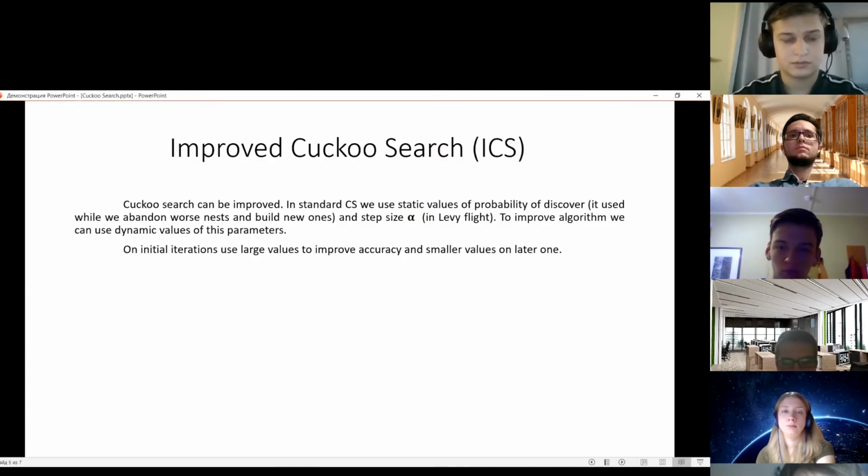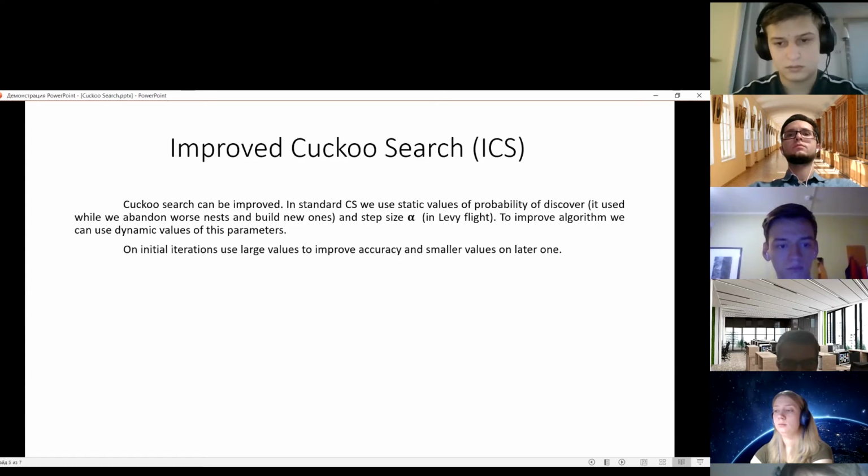Cuckoo search can be improved. In standard cuckoo search, we use a static value of probability of discovery. It is used while we abandon the worst nests and build new ones, and step size alpha in Levy flight. To improve the algorithm, we can use dynamic values of these parameters. On initial iterations, use large values to improve accuracy and smaller values on later ones.